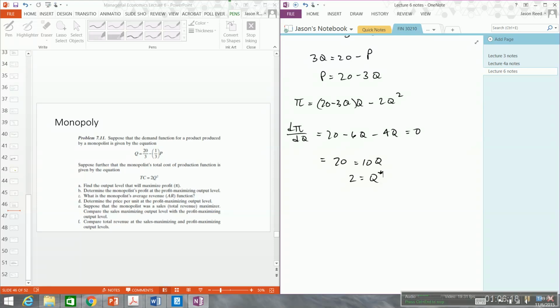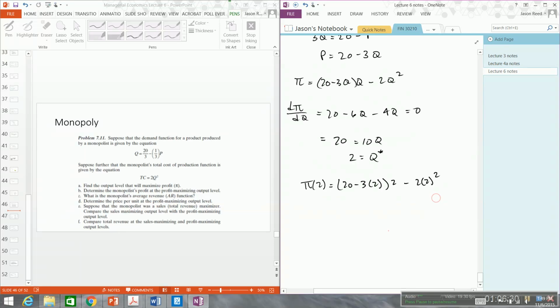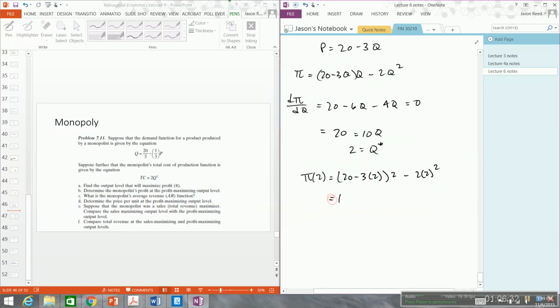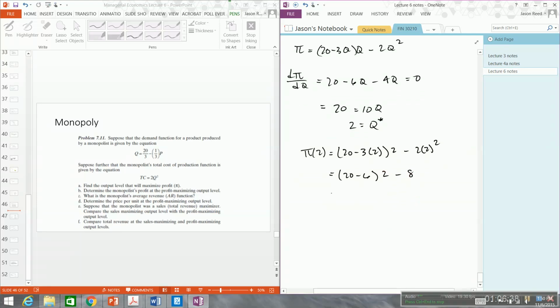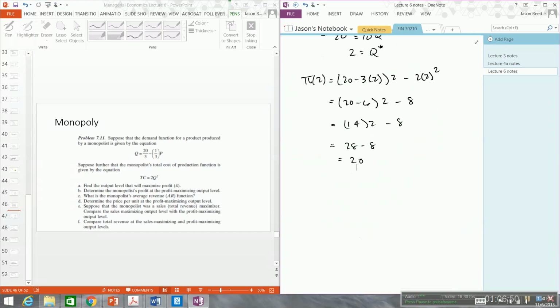So what is our profit at 2? So we can plug this in. Profit at 2 is equal to 20 minus 3 times 2 times 2 minus 2 times 2 squared, which is equal to 20 minus 6 times 2 minus 8. So we have 14 times 2 minus 8, which is going to be 28 minus 8, which is 20. Good, so we've already solved for A and B.